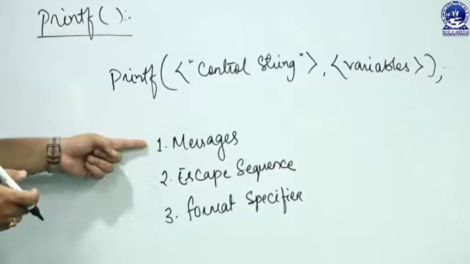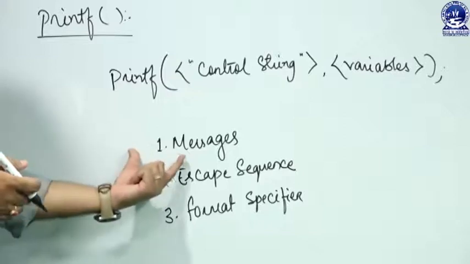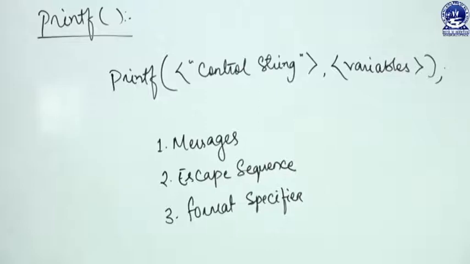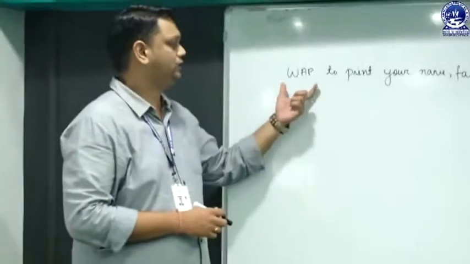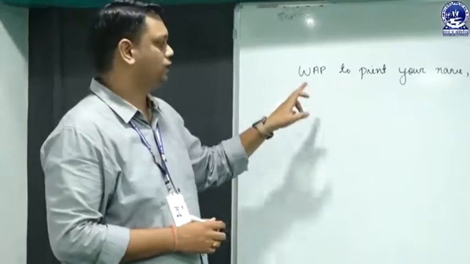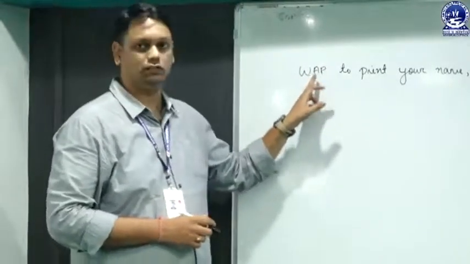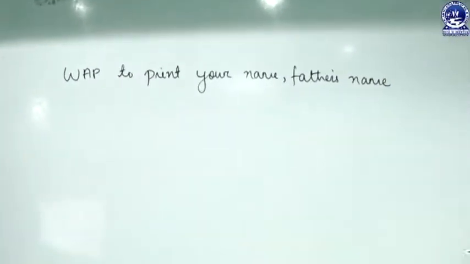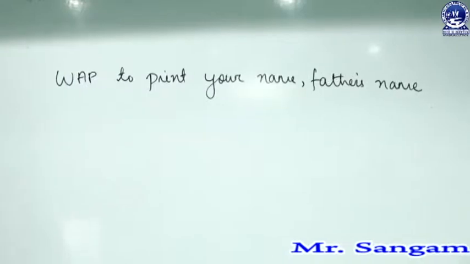First, we will be discussing what types of messages we can print using the printf function. Now, you can clearly see that I have written a program over here. We have a program: WAP, write a program to print your name and your father's name. So, how will we write the program?